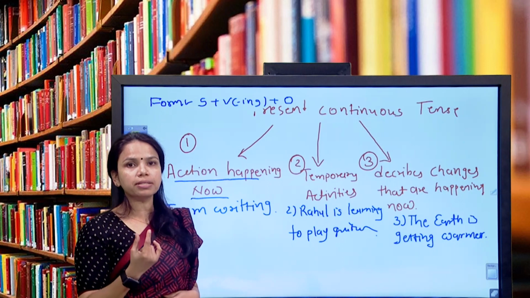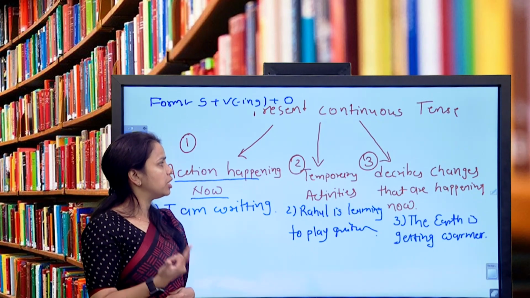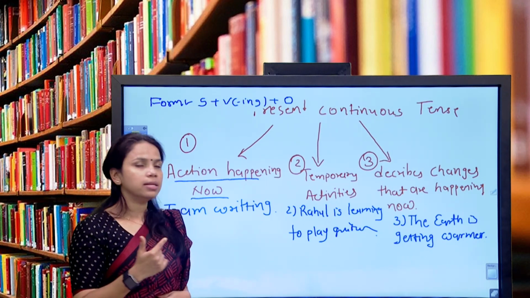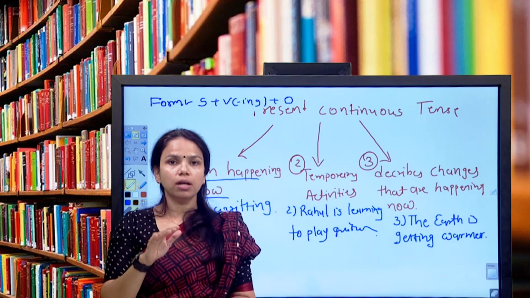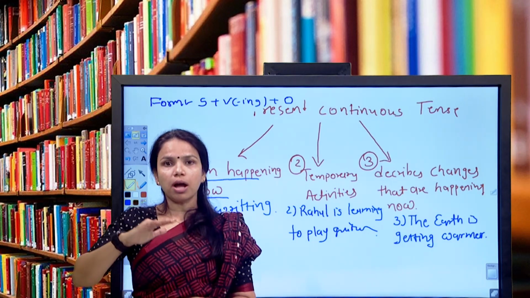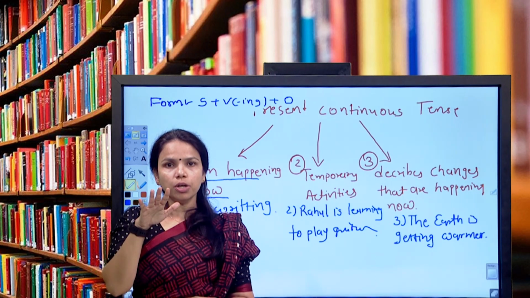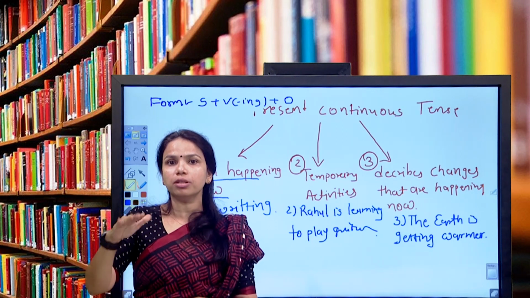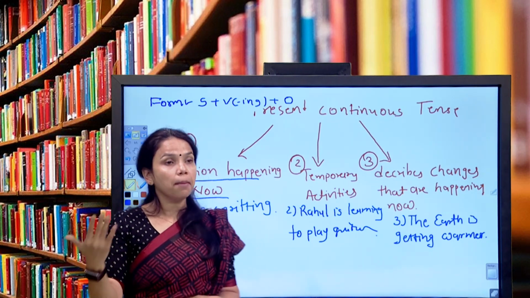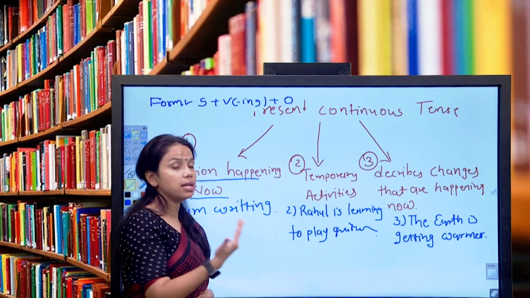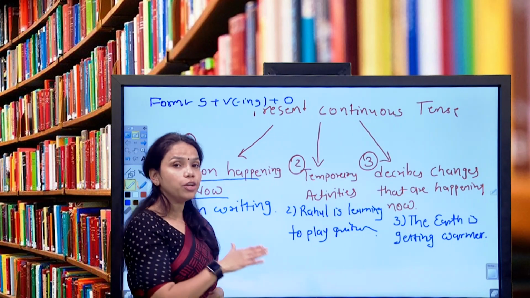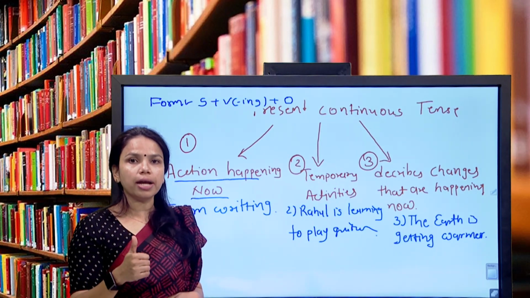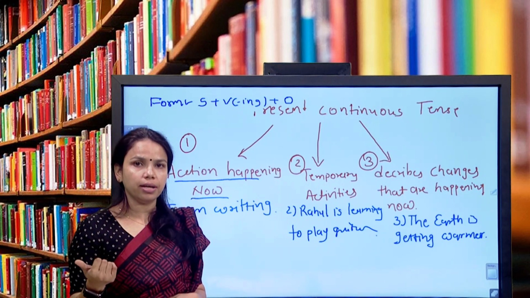The third use of present continuous tense is describe changes that are happening now. The sentence is, the earth is getting warmer. So universally, this universal truth is that like earth is round. It is a universal truth. So you have to mention this sentence in a simple present tense. But if you want to describe changes that are happening now, right? So for that you have to use present continuous tense. The earth is getting warmer day by day, right?